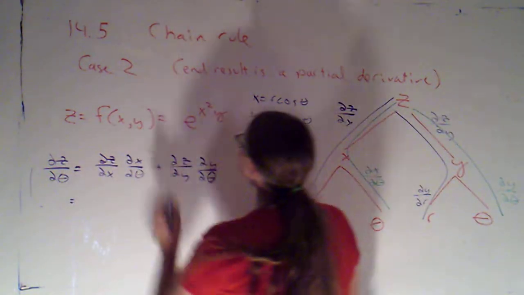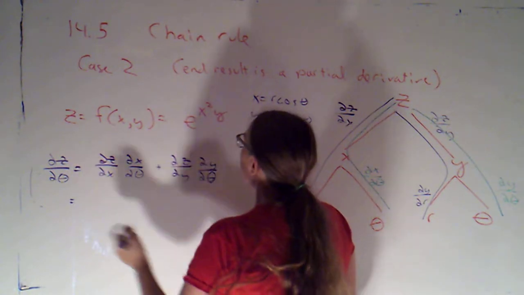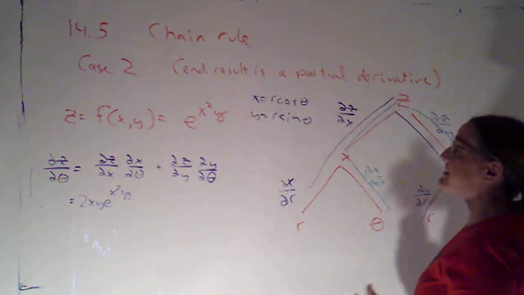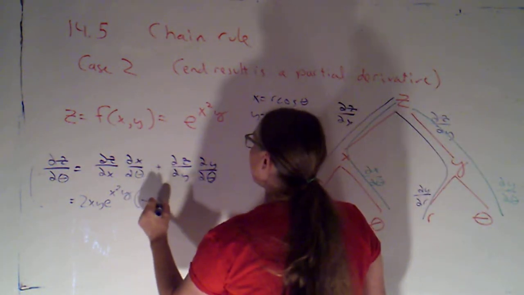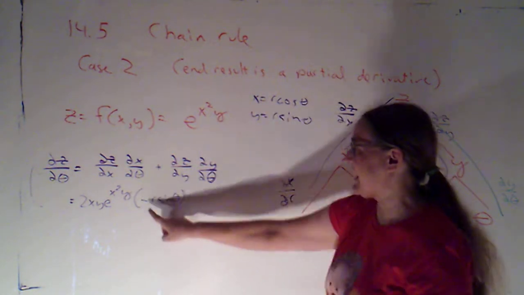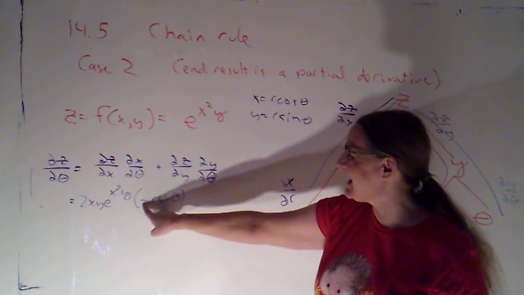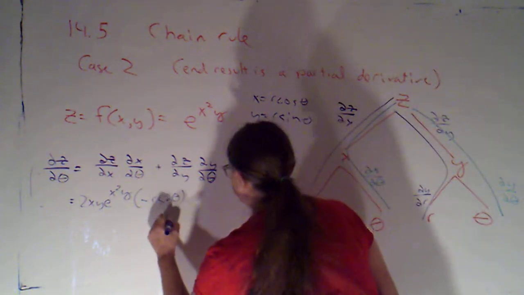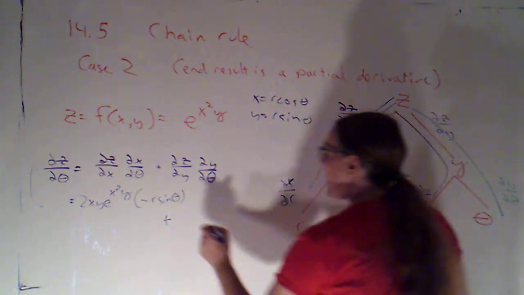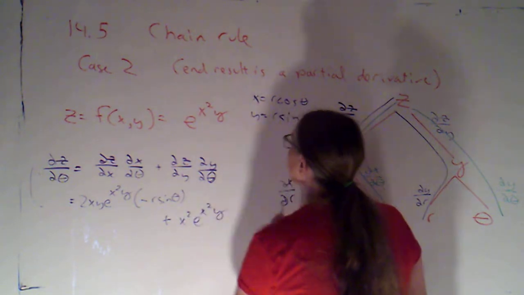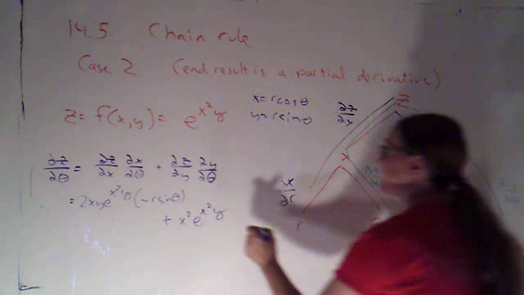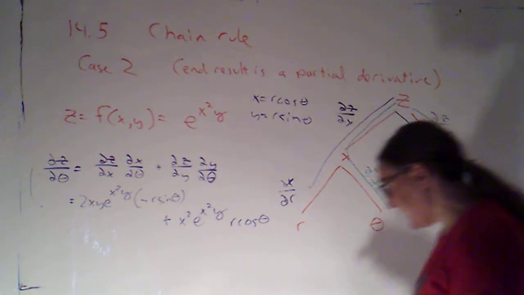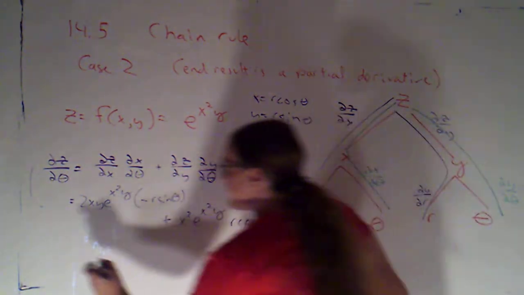Okay, so the partial of z with respect to x, we did that a moment ago. We said that was going to be 2xy e to the x squared y. Partial of x with respect to theta is going to be a negative r sine theta. Do just be careful that that's multiplying by a negative. Don't omit those parentheses because then it looks like a subtraction problem. Plus, partial of z with respect to y was x squared e to the x squared y. Partial of y with respect to theta is just r cosine theta. And then again, I want to get everything in terms of just r's and thetas.